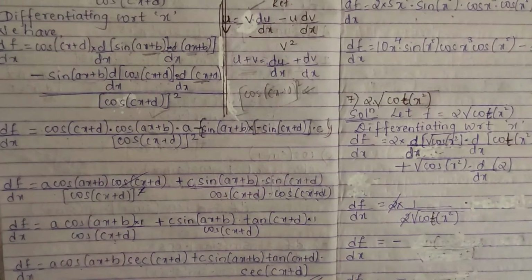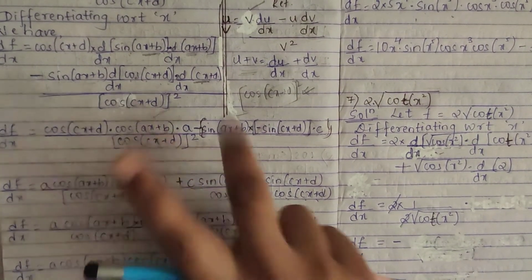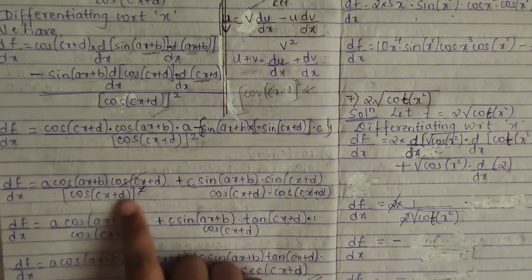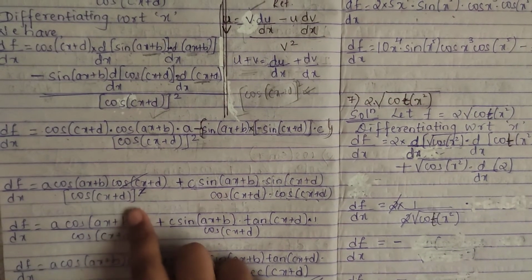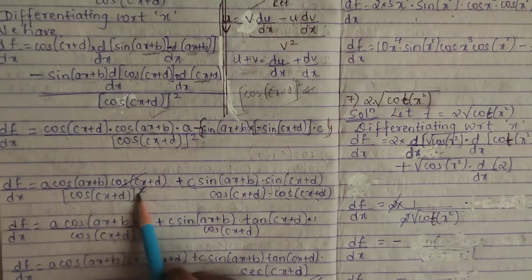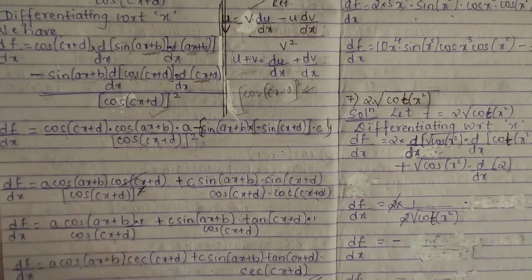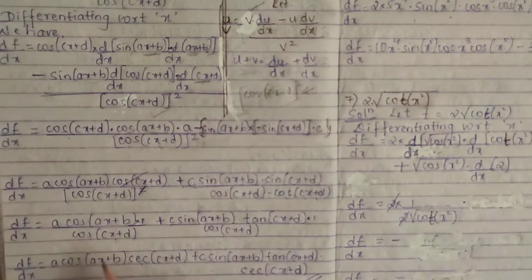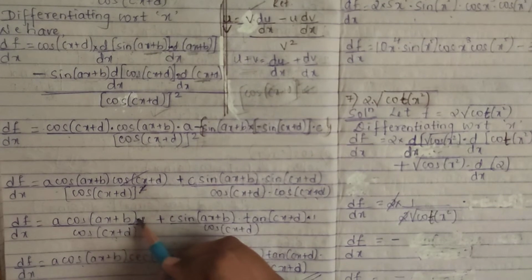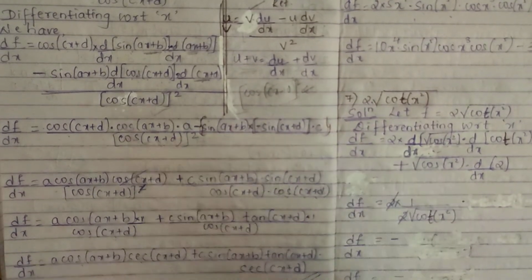Cos(cx+d) whole square means it comes 2 times, right? Square means what it is. So I have just split it up. Here I didn't split, here also you can write the same way. Now here you see cos(cx+d), numerator and denominator you have square. So one cos(cx+d) and one cos(cx+d) get cancelled. You will be just left with a cos(ax+b) by cos(cx+d). This is 1 by cos(cx+d) only.